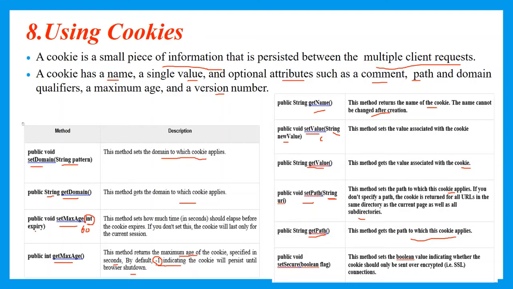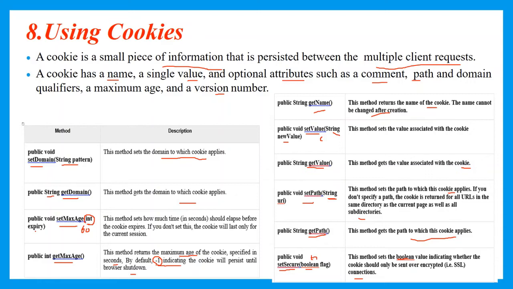The next method is setSecure, with a boolean flag. This method is used to set the boolean value indicating whether the cookie should only be sent over an encrypted connection. If I specify setSecure as true, then I will say my cookie has been secured and encrypted, and the values are sent over an encrypted connection. In order to check whether the cookie is secure or not, we will make use of a method called getSecure.